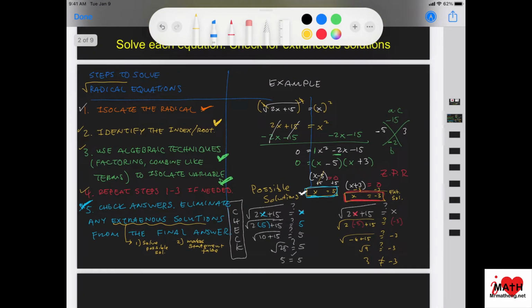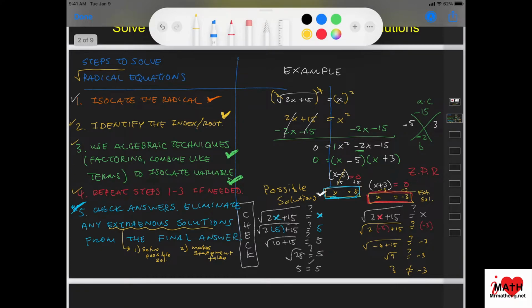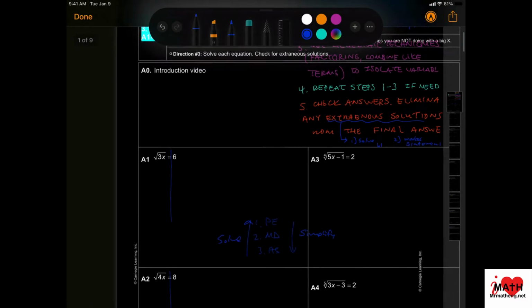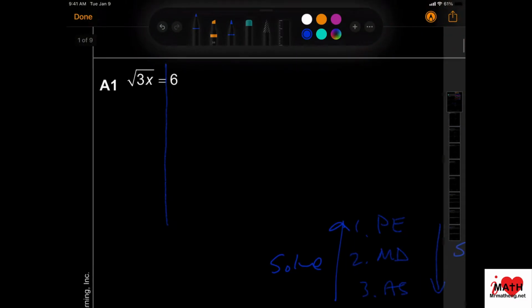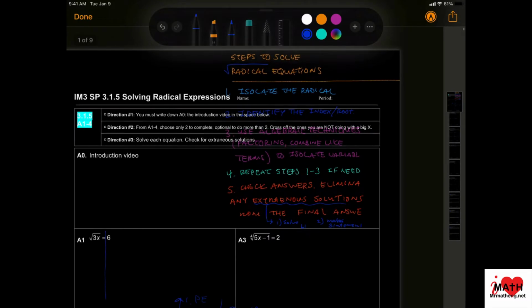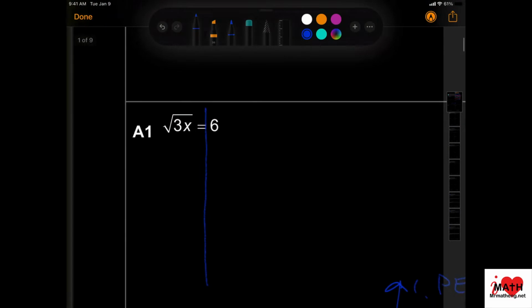So these are the steps of going through solving a radical equation. Alright, A1 tells us to basically solve the equation and check for extraneous solutions. The first thing I want to ask is, is it isolated? I copied down those directions from the intro video, and it is isolated, because again, there's nothing in front or behind it.